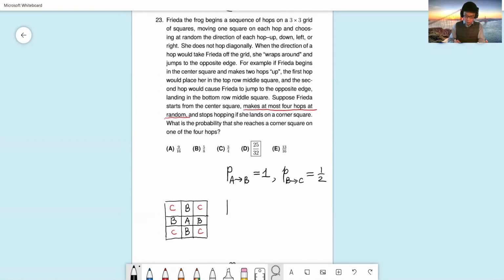Similarly, from B we can also jump back to A. From B to A, the probability is 1/4. Only one direction has A. From B, we can also jump to B because the jump wraps around. We can jump from B to B. This has probability 1/4. Okay.